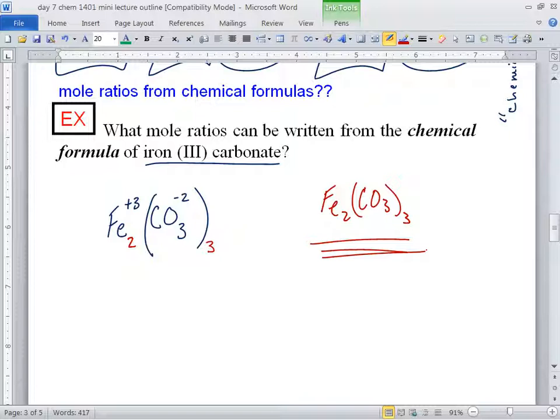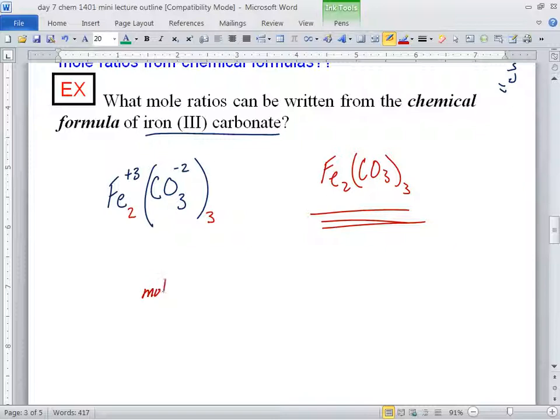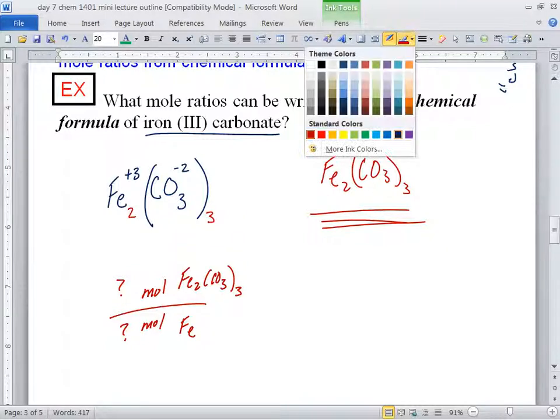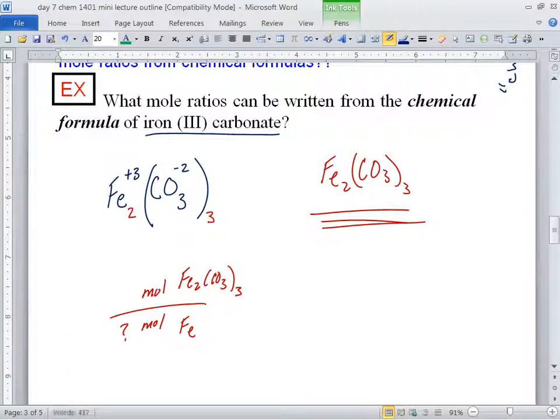Okay, let's write some mole ratios from it. What's a mole ratio? Well, a mole of something over a mole of something. So we could say, if you have iron 3 carbonate, I'll put question marks here. How many moles of iron do you have? If we put a 1 in front of this, what does the bottom have to be? In other words, you can always say equals. 1 mole of iron 3 carbonate equals how many moles of iron?